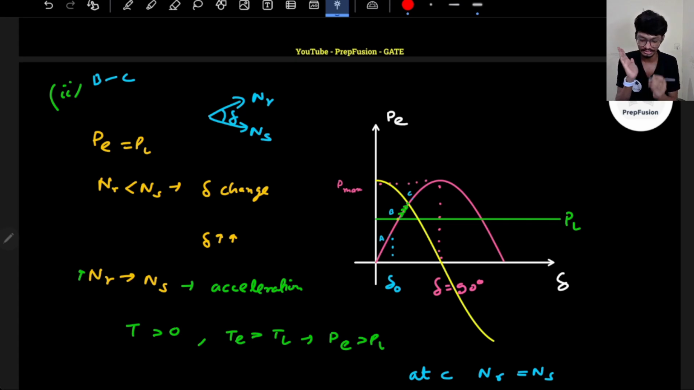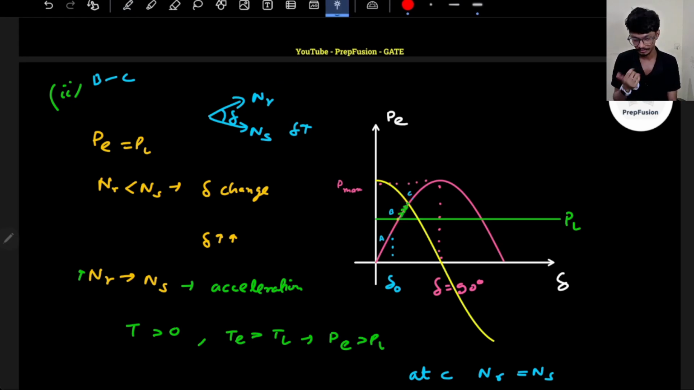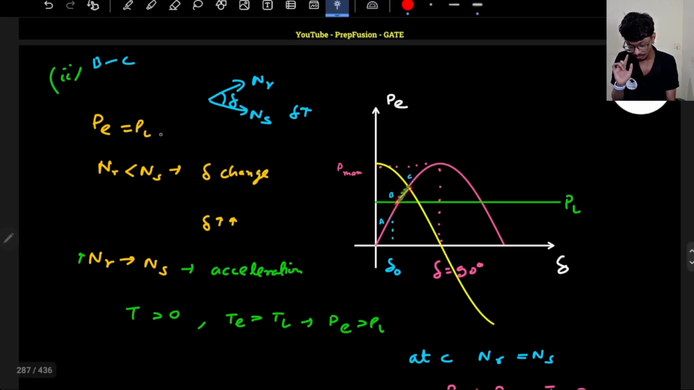This delta will still increase if both of the speeds are not equal. This is rotating with speed ns and this is rotating with speed nr, this is slower. So relatively, if I keep this stationary, this will just move. So delta is still increasing. If delta is increasing from b to c, what will happen? This point will still move upwards, right? So if I am now moving upwards, now what will happen? Now my PE will be greater than PL.